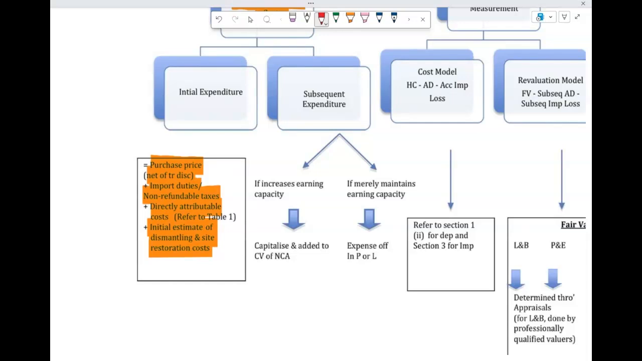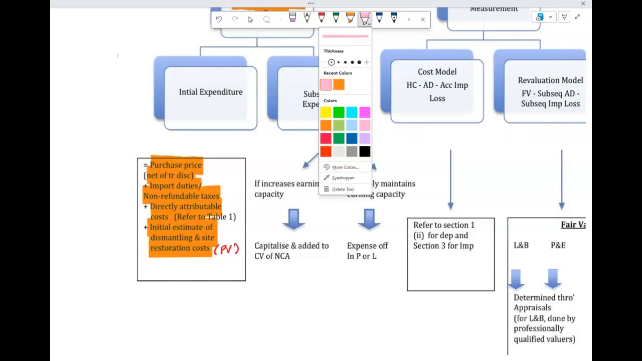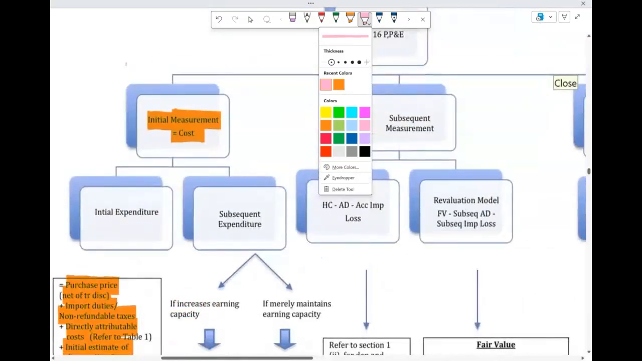Okay, so for site restoration, what have you learned? Can you recognize the full amount? When are you gonna pay? Yeah, you need to pay at the end of the useful life, so you need to include it as part of your cost of PPE, so it needs to first be discounted to its present value, then add it to your cost.